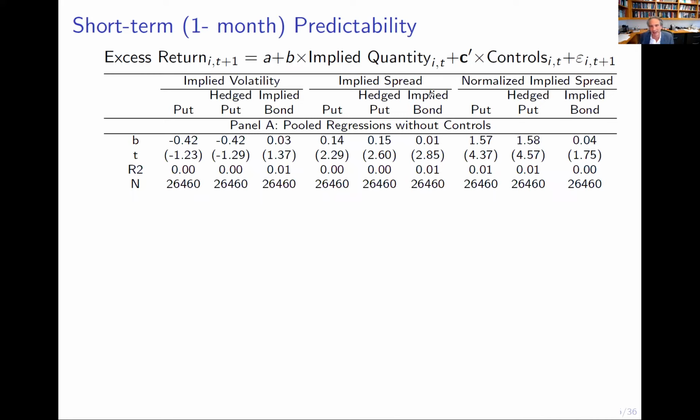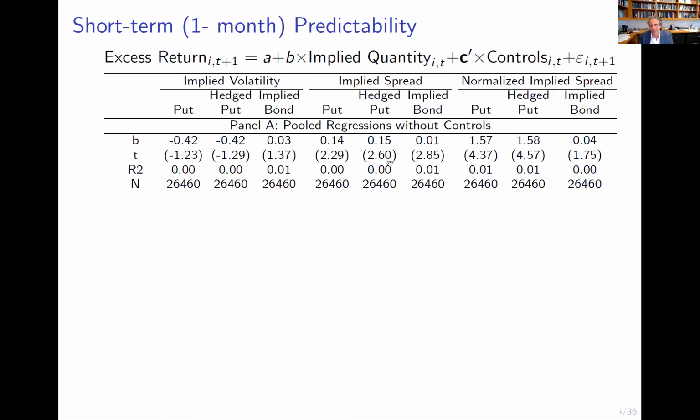There are a lot of numbers here, so let me just walk you through the various columns. The top is the implied quantity. It could be implied volatility, implied spread, or normalized implied spread. So the right-hand side variables are written over here, and then the left-hand side is each column. So we are regressing put returns on implied volatility in this first column, or implied bonds on implied volatility in the third column. And we do it across all combinations, just to see it.